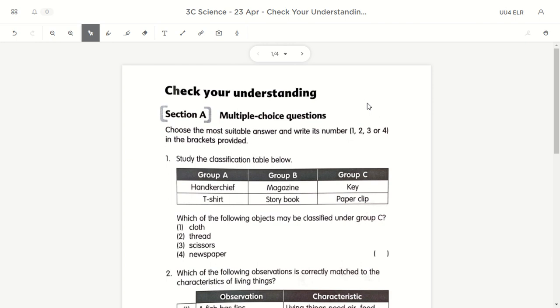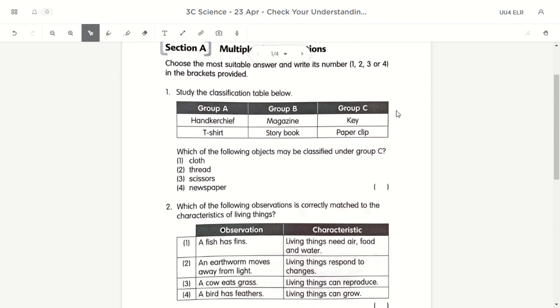Check your understanding, page 47 to page 50. So what we have here is, let's look at question 1. Okay, study the classification table below. All these questions are not necessarily materials. They are actually a combination of diversity all the way from term 1 to now, which is materials. So it is a combination of topics. So don't think that all these questions are just based on materials. Okay, so let's look at classification. So once again, if you forgot what is classification, classification means grouping.